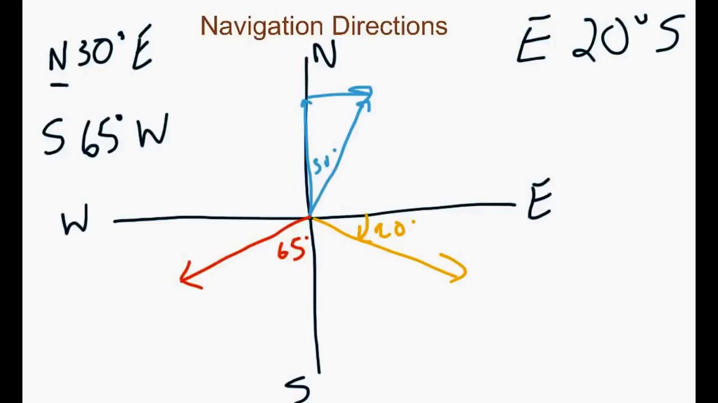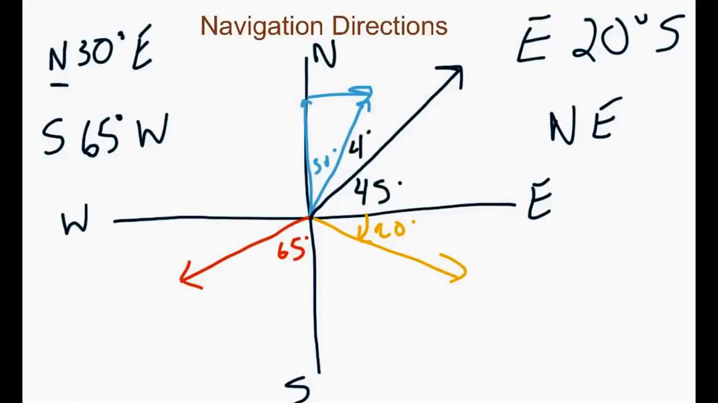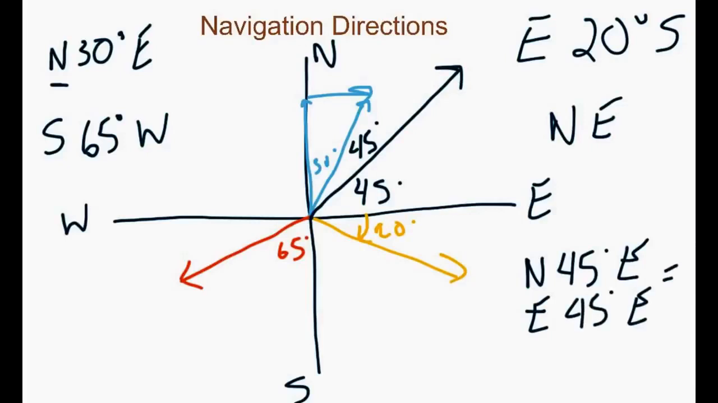Okay, so that's sort of the navigation system, and it works pretty well. If you get a question that just says northeast only, then that means it's perfectly right down the middle, so that would be 45 degrees northeast or 45 degrees east of north. If you get two angles, let me just write that one. If I go north 45 east or east 45 north, because they're both 45 degrees, those are exactly the same thing. There's no difference either way. That's why we can just write it as northeast, and it doesn't make any difference.